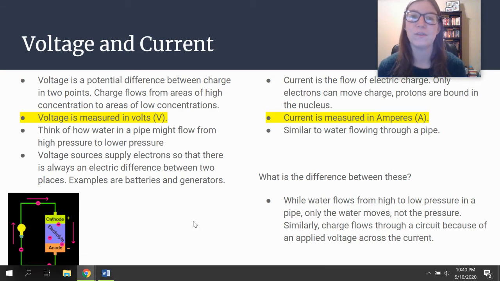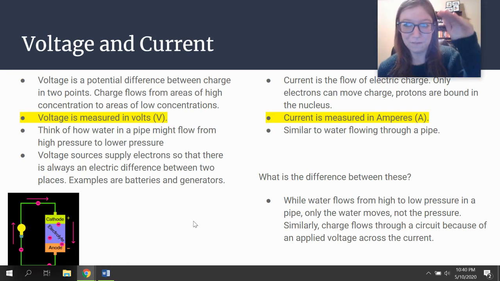Okay, so Ohm's law tells us the relationship between voltage, current, and resistance. But what do those things really mean? Voltage is the potential difference between charge at 2 points. So charges flow, and this isn't just for charges, right? This is for all gradients, whether we're talking about charge or pressures or temperature. Things flow from areas where there's a lot of it to areas where there's only a little bit.